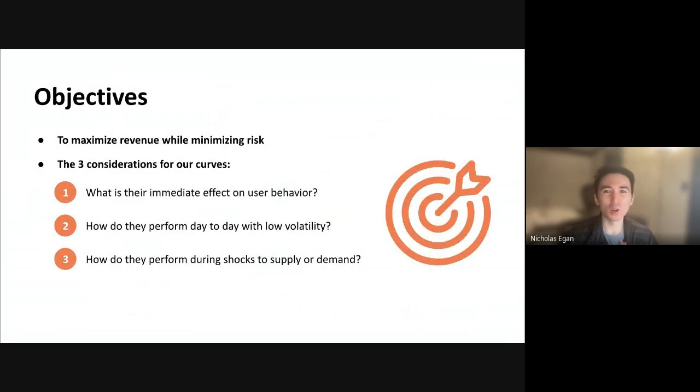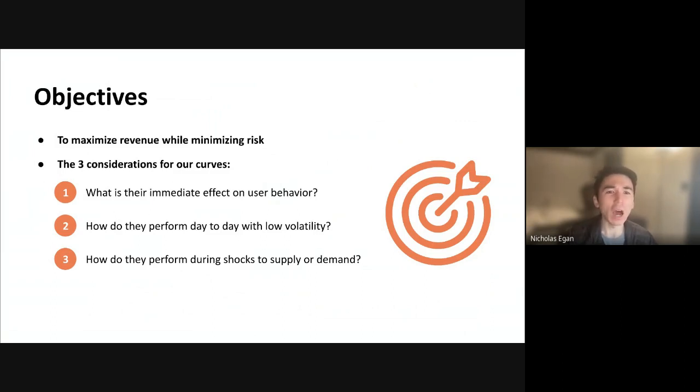All right, so our objective when optimizing interest rate curves is to maximize protocol revenue while minimizing protocol risk. The three considerations that we need to keep in mind when picking these curves are, first of all, what is their immediate effect on user behavior? That is, what do we think will happen to utilization as a result of these changes?